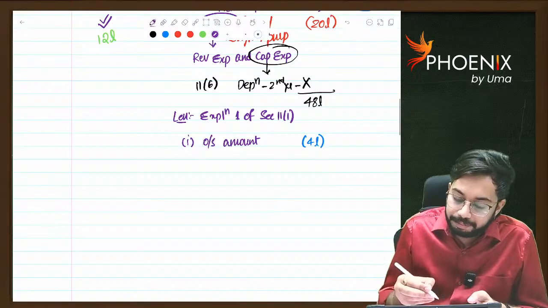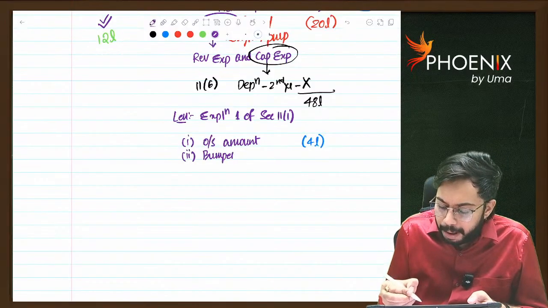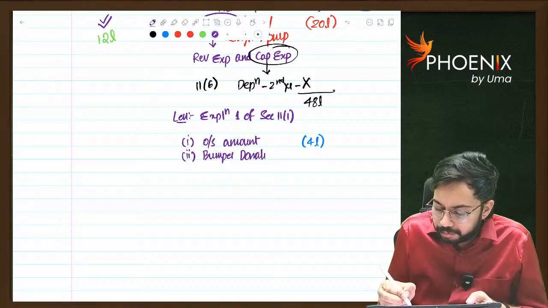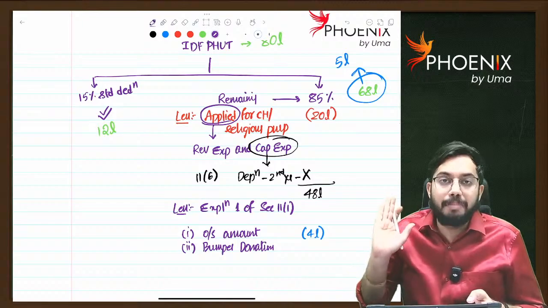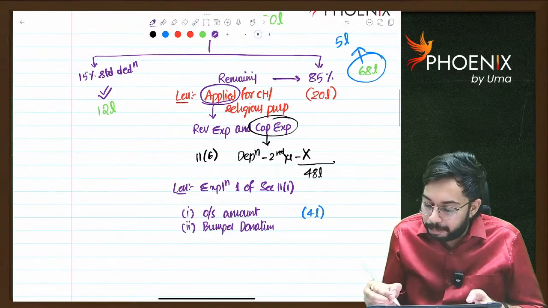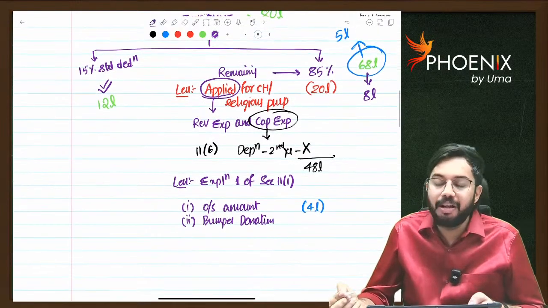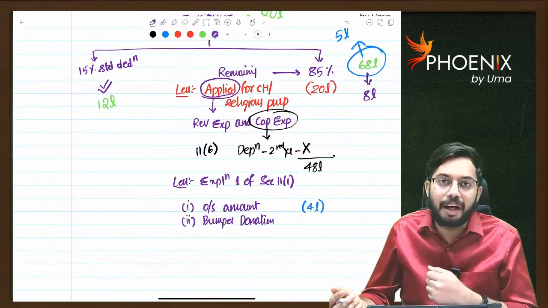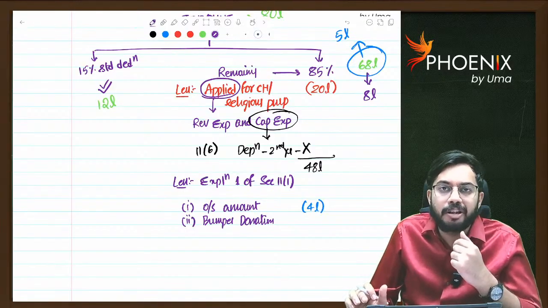Second option, bumper donation. Sir, what do you mean by bumper donation? On 31st March, I got 8 lakh rupees. Bumper donation, 8 lakh rupees. If I get it on 31st March, how can I apply 8 lakh rupees in one day? That is not possible, na?